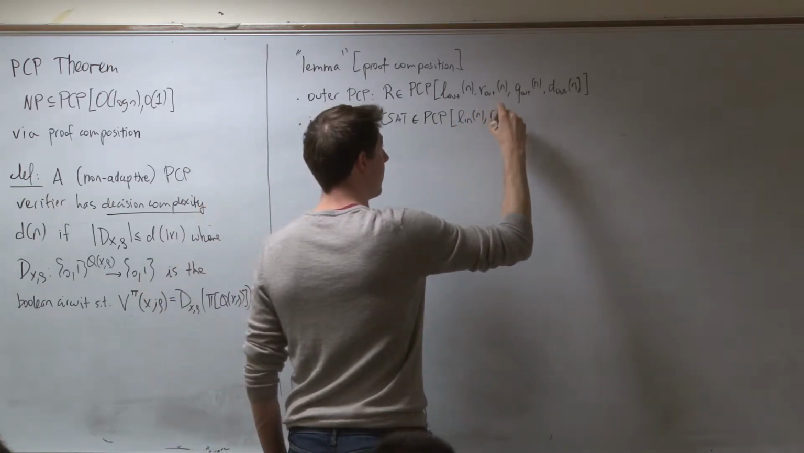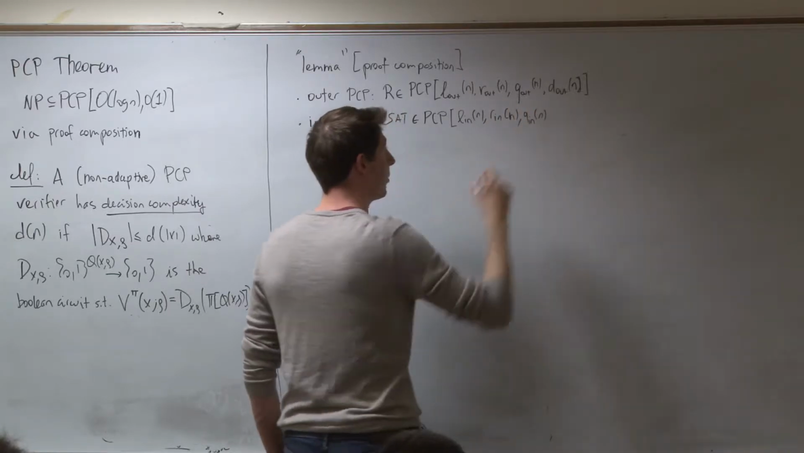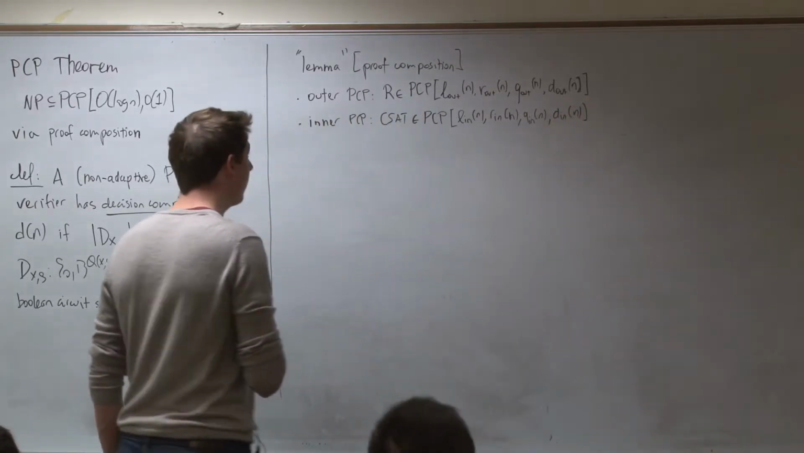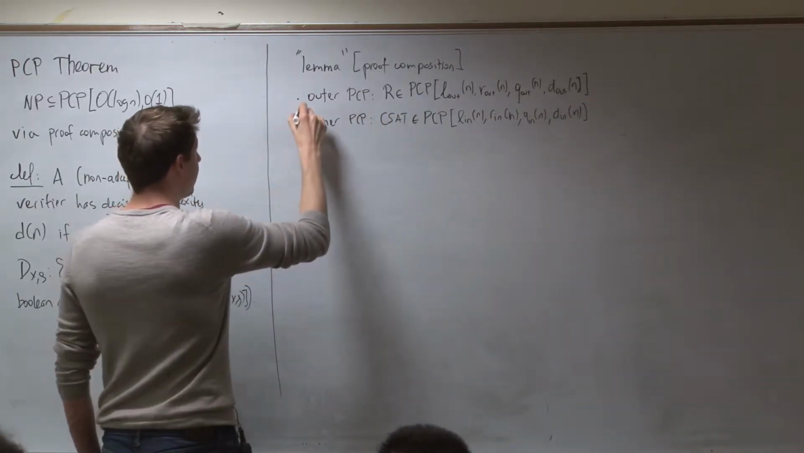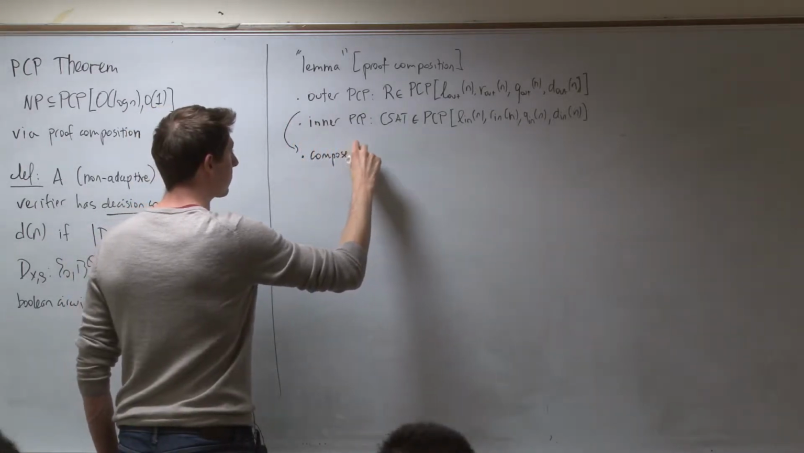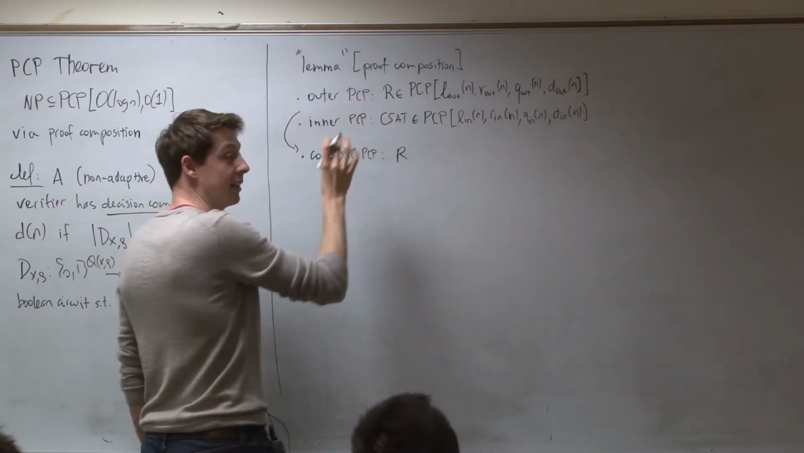It has some proof length, some randomness complexity, some query complexity, and some decision complexity. What we want to do is take from these and construct a composed PCP for the relation R. So R is our target.